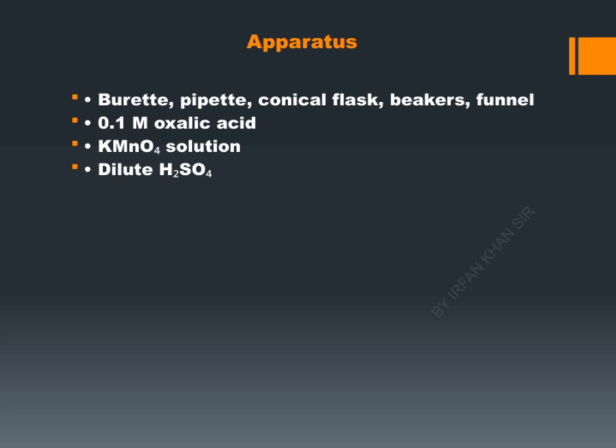Moving on to the chemicals, we have 0.1 molar oxalic acid, which is our solution of interest. The KMnO₄ solution is our titrant, and it's essential that it's prepared accurately. Lastly, dilute sulfuric acid is added to the oxalic acid to provide the right acidic environment for the reaction to proceed efficiently. All these apparatus and chemicals are fundamental to carrying out a precise titration, allowing us to determine the concentration of oxalic acid accurately.